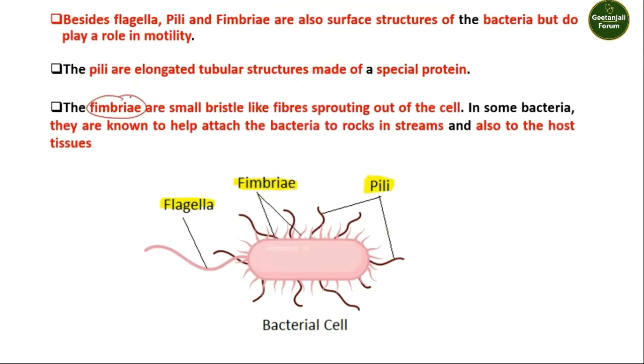Now the fimbriae, they are small bristle-like fibers. These are fimbriae and they sprout out of the cell. You can see fimbriae are sprouting out of the cell. These are called the fimbriae. They have important functions in the bacteria.